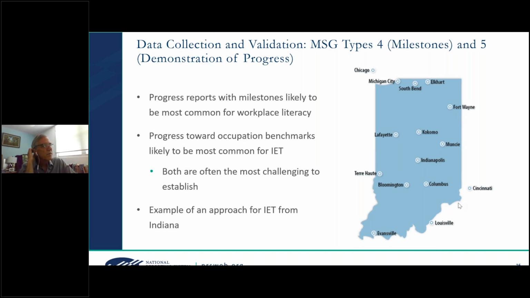So these are probably, particularly reports about milestones, likely to be very common in workplace literacy. A lot of times for IET, you have occupational benchmarks that are related to an occupation. So those might be what you would use for IET. For workplace literacy, you're going to have to probably establish milestones related to what the curriculum is and what's being taught in that. And they will probably be the type that you would want to use for demonstrating progress here.